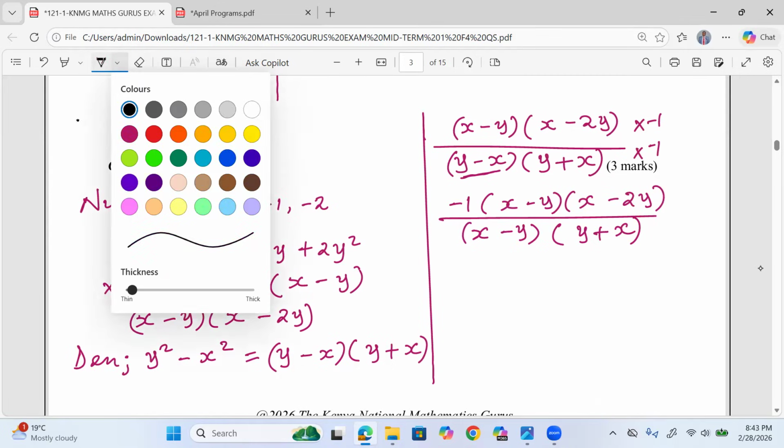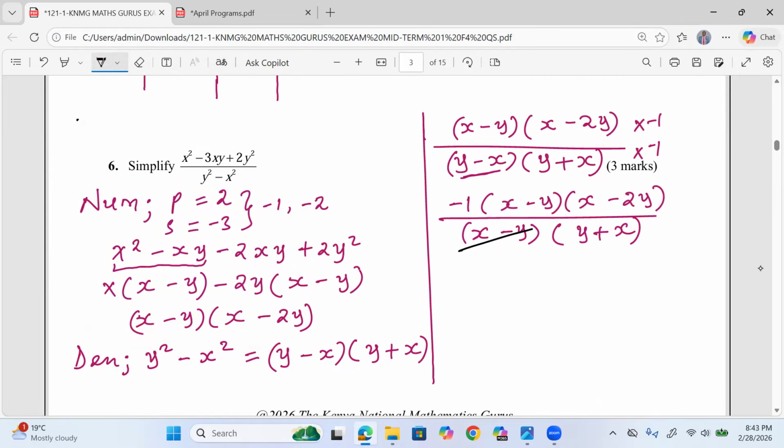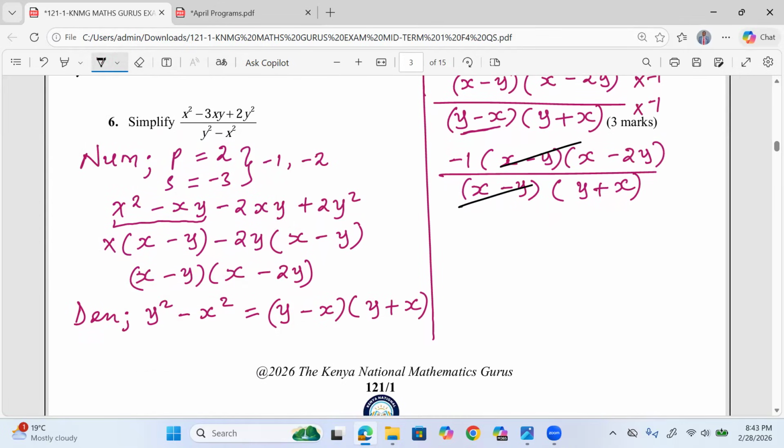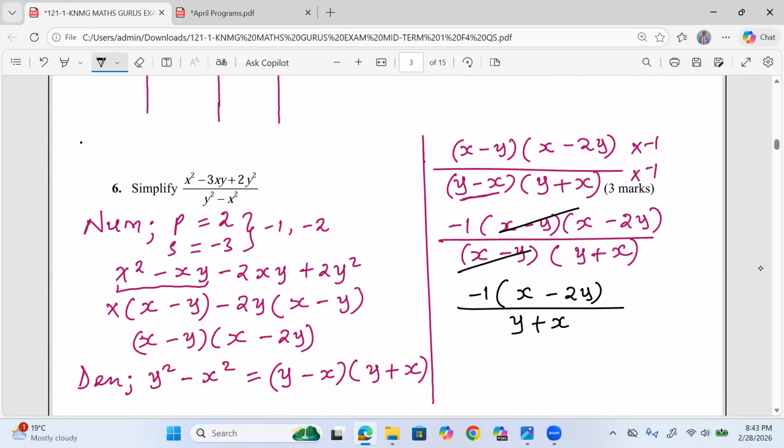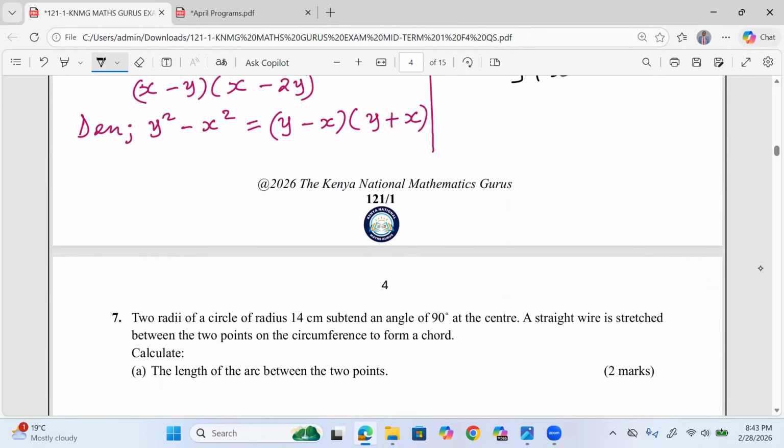at the denominator, meaning that now this and this one are common. So we have our -1 and x minus 2y out of y plus x. So we are done with the simplification. Nothing else is common. Fully factorized.